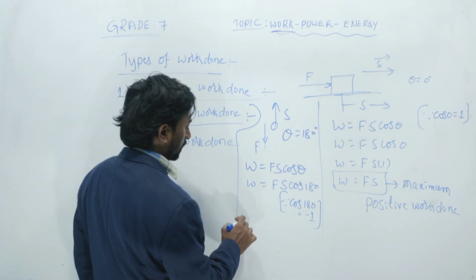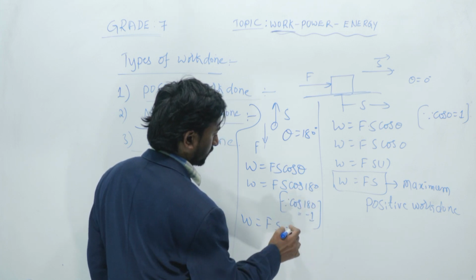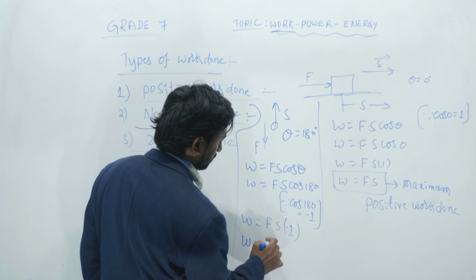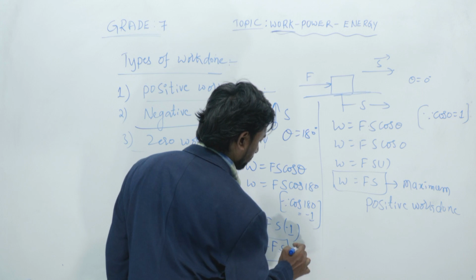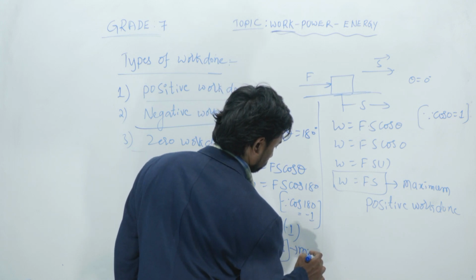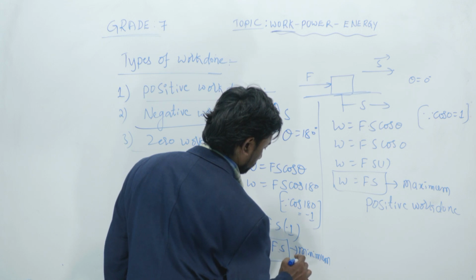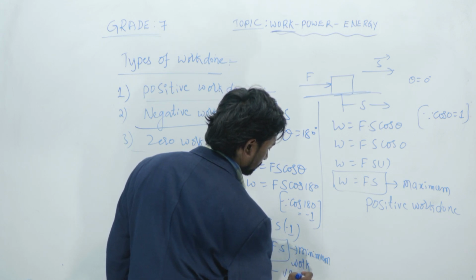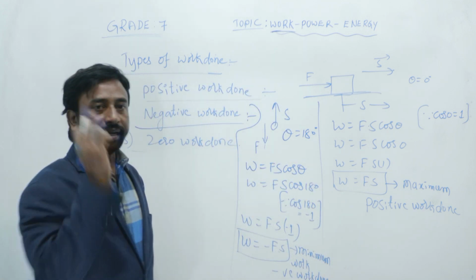Okay. So now W is equals to F into S, cos 180 degrees is minus 1, we can write here minus 1. So we'll get minus Fs. So this is a negative work done and it is a minimum work done. Minimum work done is a negative work done. That will be the negative work done.